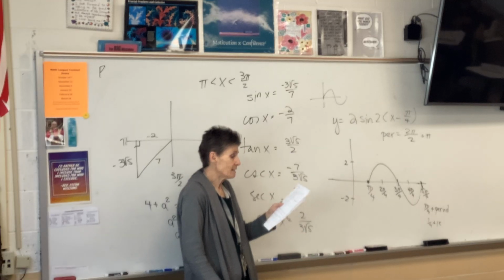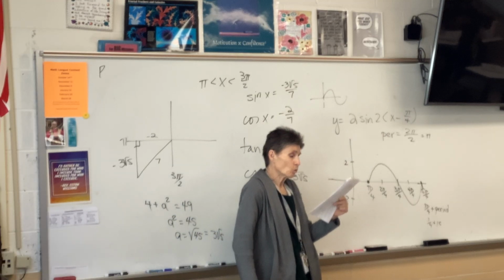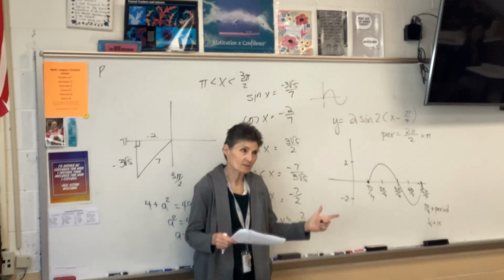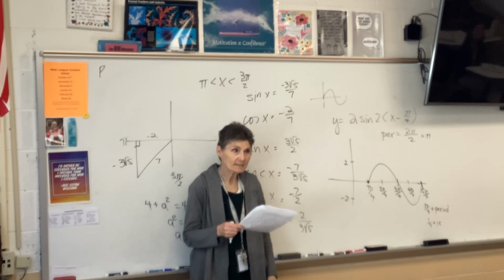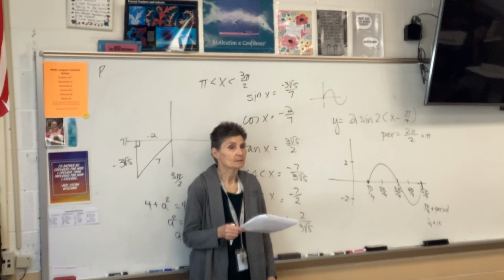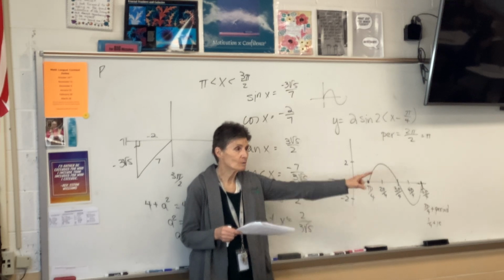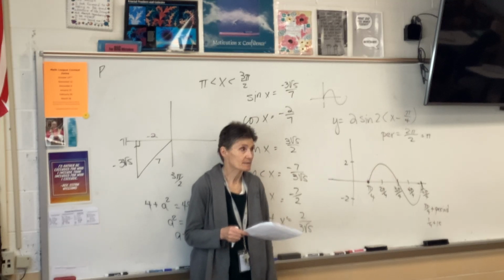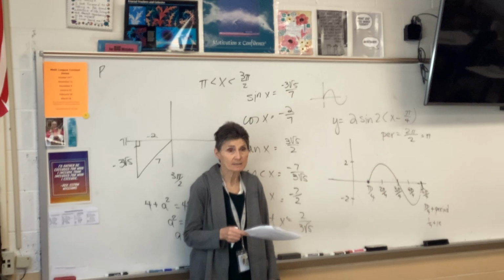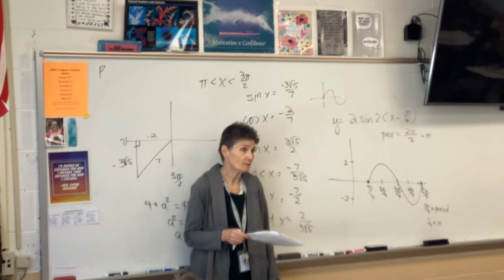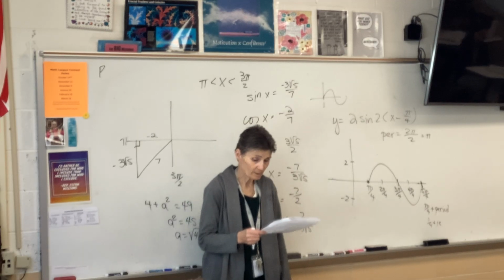All right, let's look at number 9. In which quadrant am I? Now let's see if we can figure this out. Cosine is negative and sine is negative. Where does that happen? Cosine is x, sine is y. I need them both negative, that is quadrant 3. Quadrant 3.